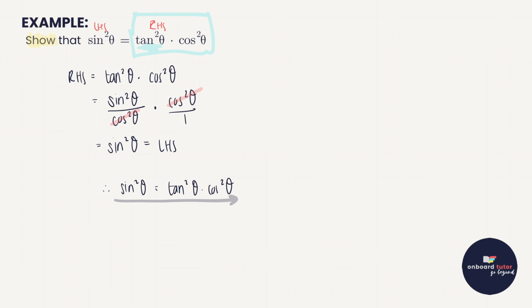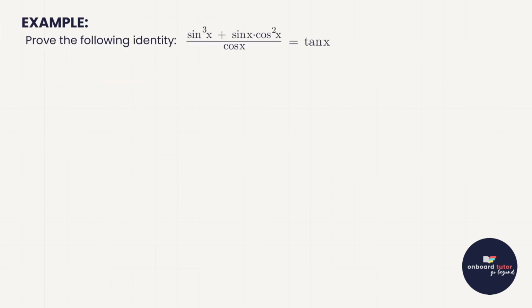Okay, I find this to be a very fulfilling section of the trig syllabus because I know for sure, because I've managed to prove it, that I'm going to get full marks for this question. So that's always nice to know. Here's another example: sine cubed x plus sine x cos squared x, over cos x, is equal to tan x.